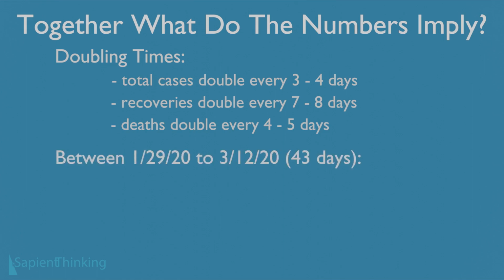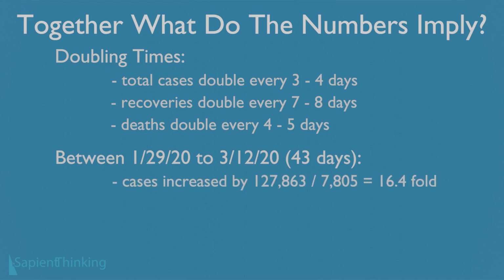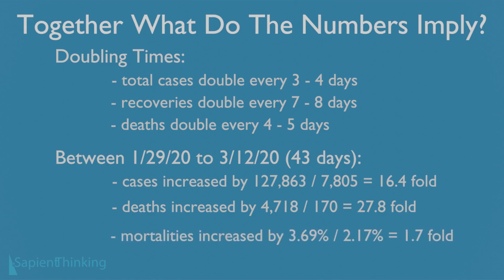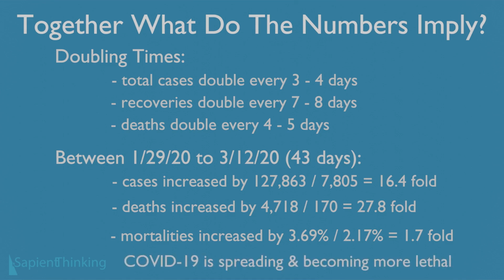The changes in the number of cases between the 29th of January and the 12th of March, i.e. the last 43 days, also paints an alarming picture. Within the last 43 days, new cases of COVID-19 have increased by a factor of 16.4-fold. New deaths have increased by a factor of 27.8-fold, and the mortality rate has increased by a factor of 1.7-fold. Taken together, this information indicates that COVID-19 is spreading at an alarming rate and becoming more lethal as it spreads across the world.